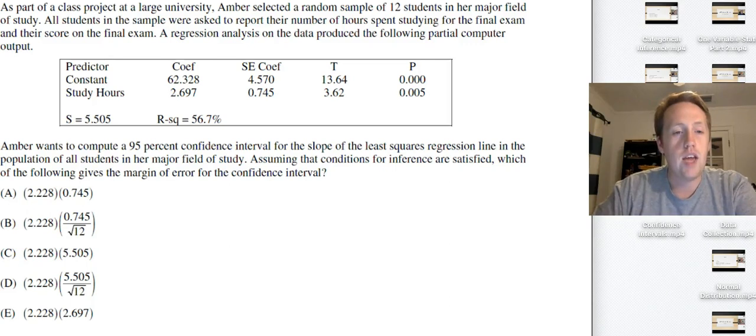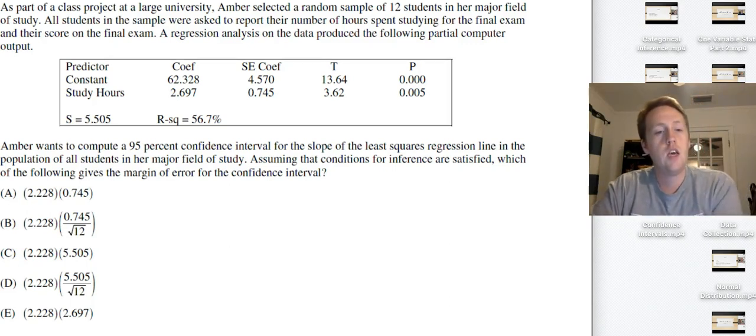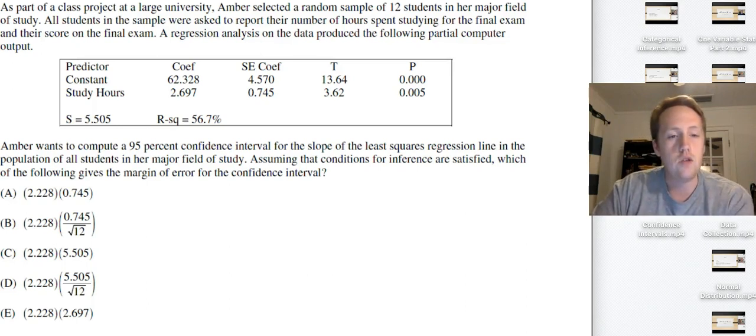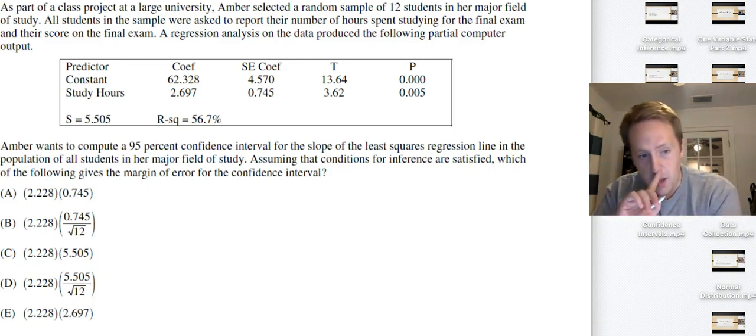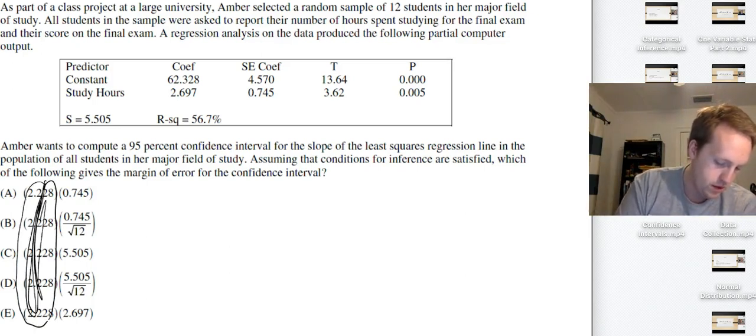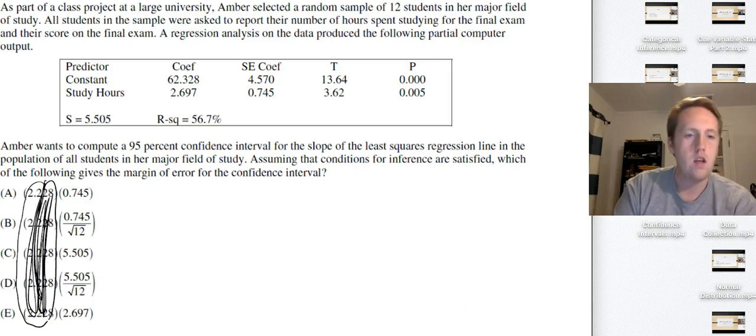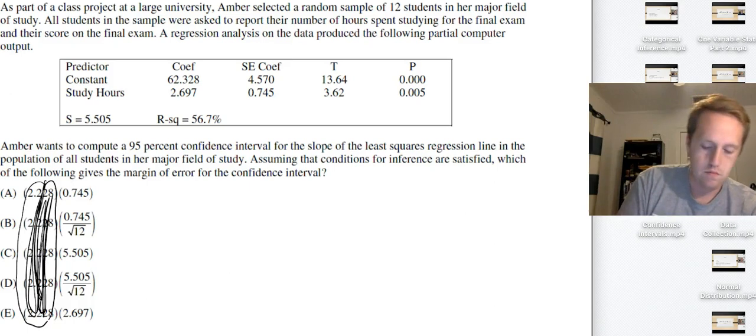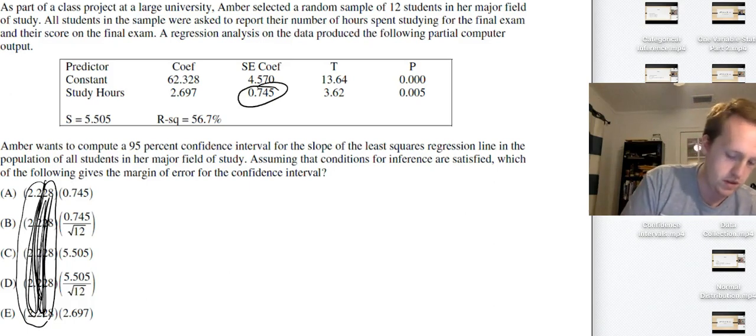Amber wants to compute a 95% confidence interval for the slope of the least squares regression line in the population of all students in her major field of study. Assuming conditions for inference are satisfied, which gives the margin of error for the confidence interval? Now, these are all the same, so those aren't going to do anything. Nothing new there. All we need to do is put the standard error of the slope. That's this number, which means the answer is A.